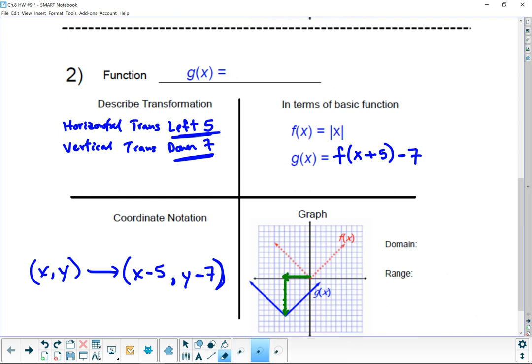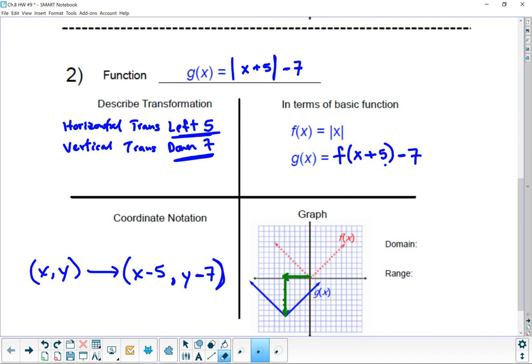Okay. And then the actual function itself, it's going to be absolute value. So it'll be absolute value of x, and then just write it like how it is, plus 5. Close that up, and then minus 7. Just like that.